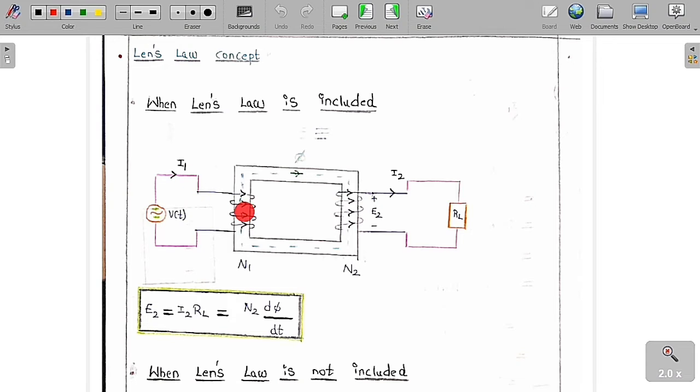Now if you keep your right hand, curl your fingers in the direction of the current, you can see clearly your thumb is going to indicate the direction of the flux. So this is the direction of the flux.